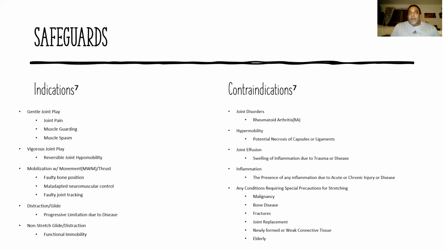So like a rupture, someone just recovering from a partial rupture or surgery from a complete rupture, you don't want to do any joint mobs or manipulations on. And then the older population, the elderly, you don't want to do any manipulations or mobilizations on them.